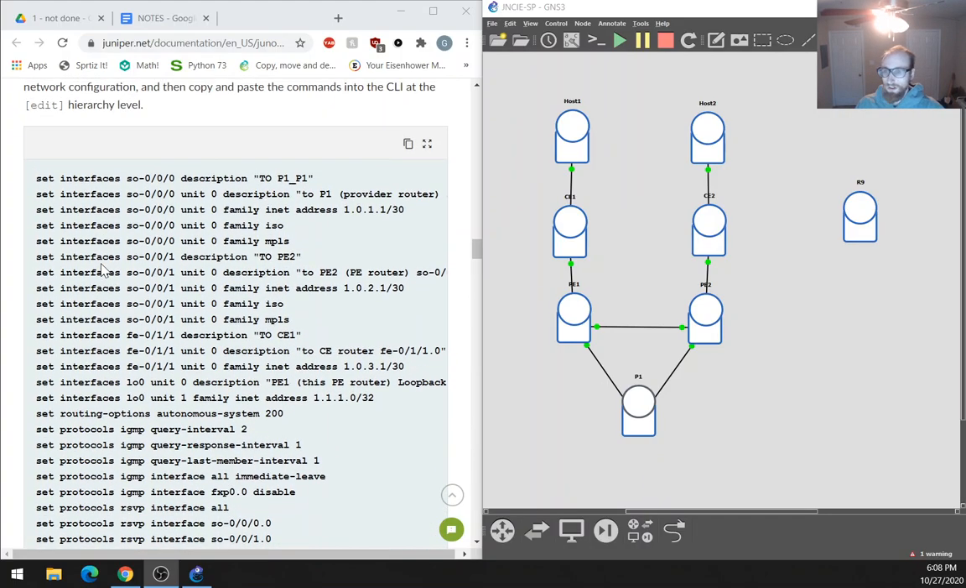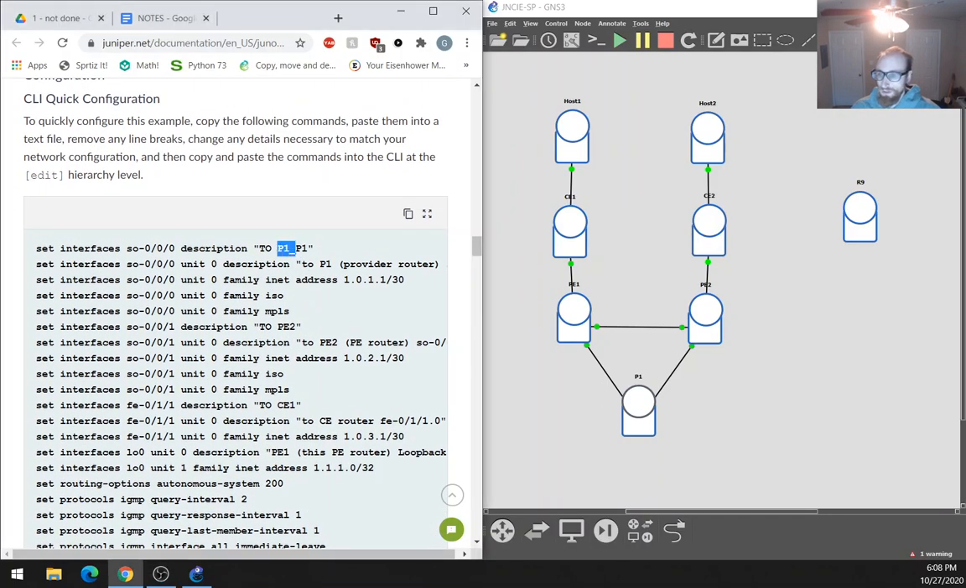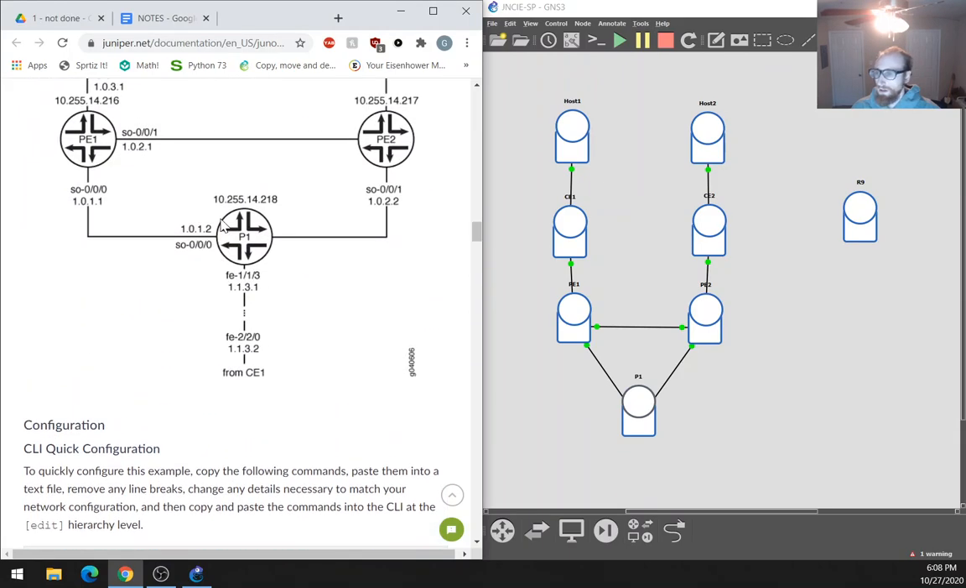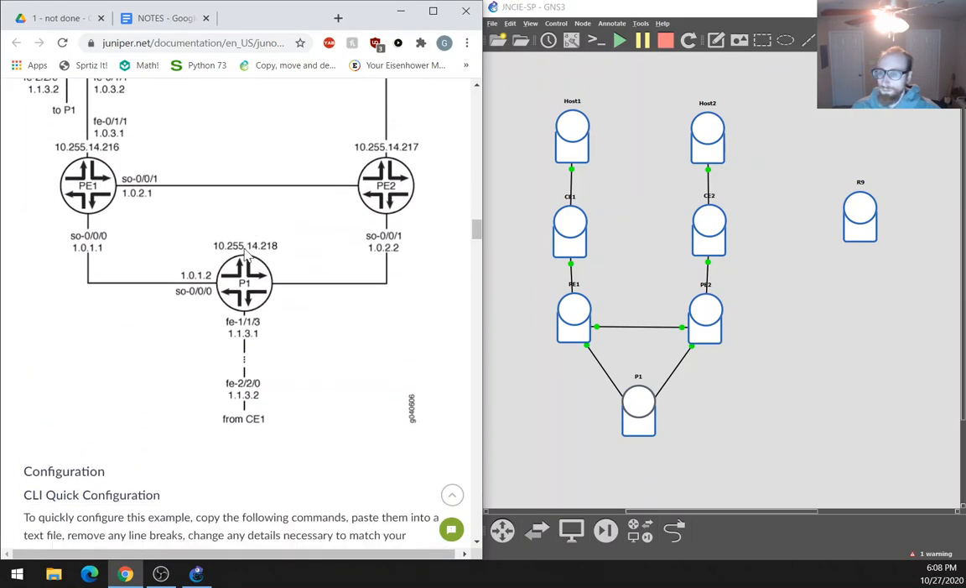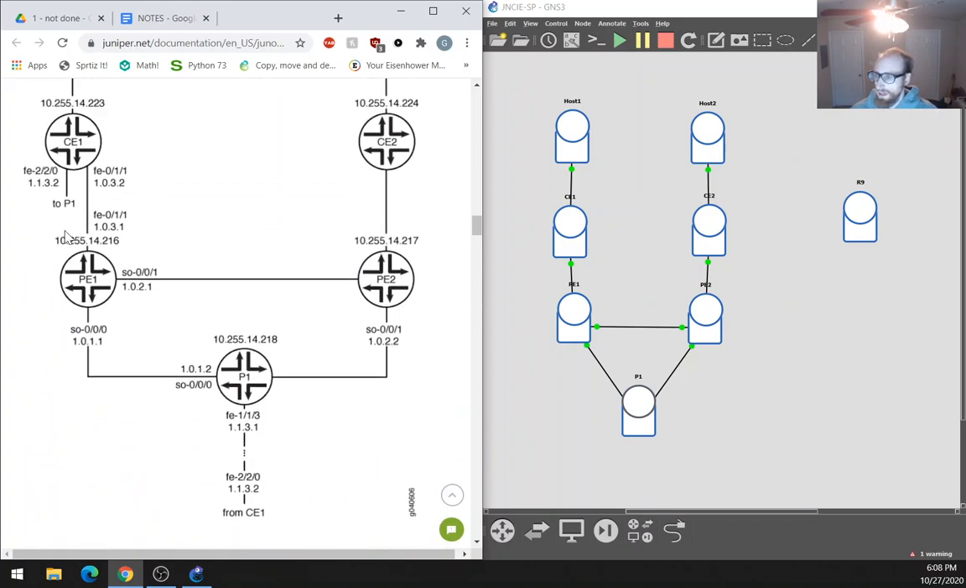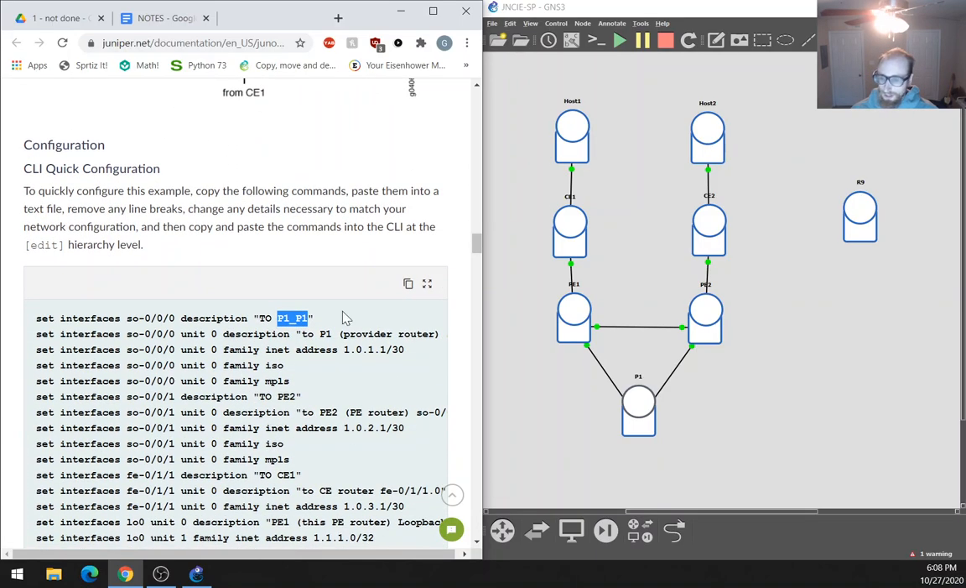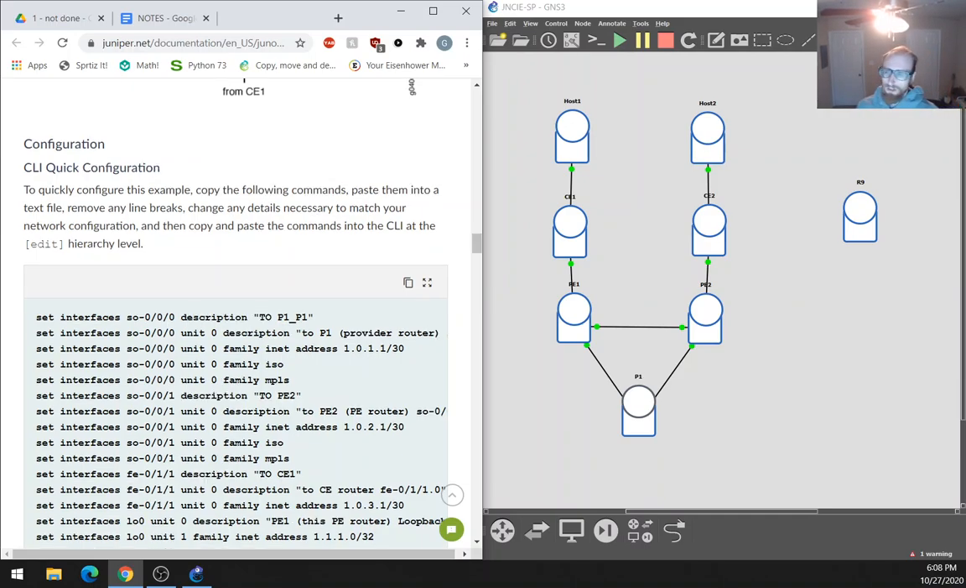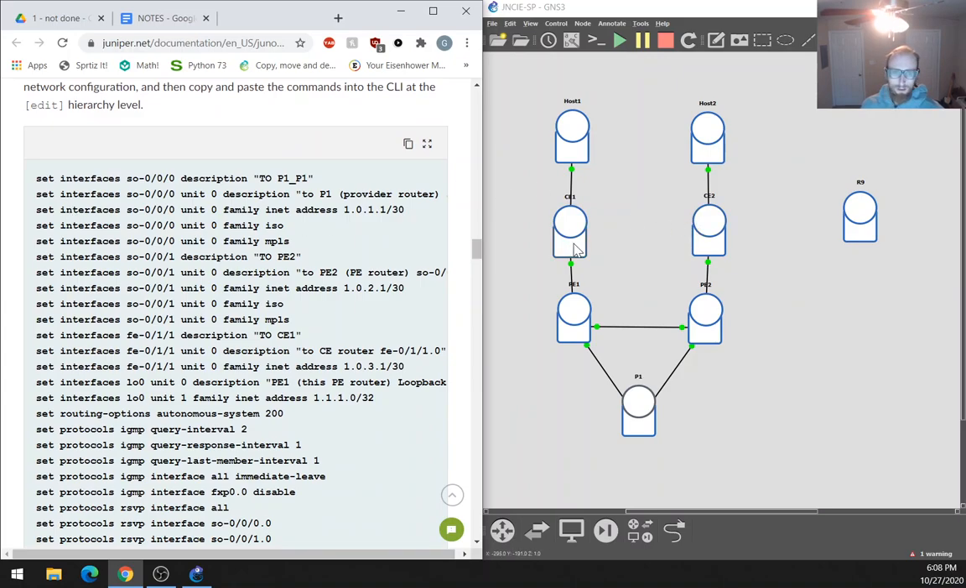So let's get started. This is interesting. It says P1 to P1. I think basically this is meant to be PE1 to P1. I guess I'm not sure what they mean by that. So yeah, it's meant to be PE1 to P1. And this looks like configuration on PE1. So this is just a typo bonanza. Most of these are, but hey, it's better than nothing. And it's all freely available too. So, okay, we're going to start with PE1 right here.